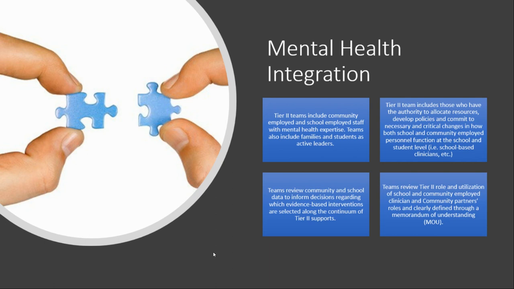Teams should review tier 2 roles and utilization of school and community employed clinicians and community partners, and roles should be clearly defined through a memorandum of understanding. So we know that in many school districts, there are multiple community health partners that are working within that school building or that school district. So there should be some coordination of those roles, and that coordination should be clearly defined, and those roles should be clearly defined through a memorandum of understanding.